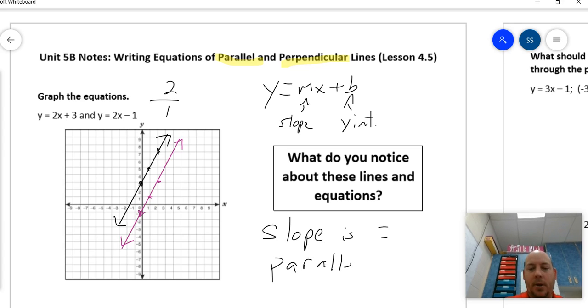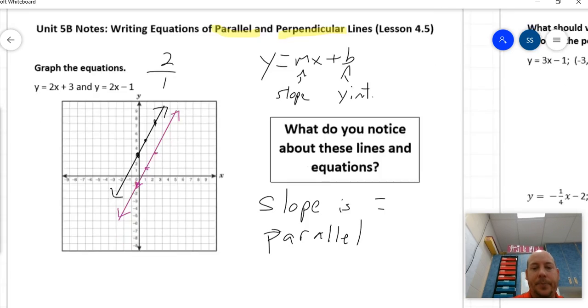Remember, parallel, think of train tracks, right? They go in the same direction. They don't intersect. They're on the same plane. So you've got two lines on the same XY coordinate plane that are never going to intersect. So when we have parallel lines, essentially what happens is your slope is equal. We can have different y-intercepts. We can see that with our two graphs. The y-intercepts are different, but the slopes are the same. That creates two parallel lines.